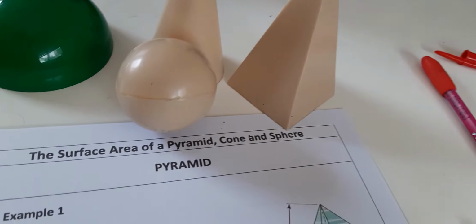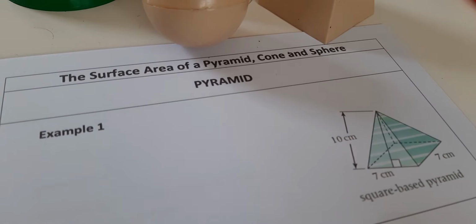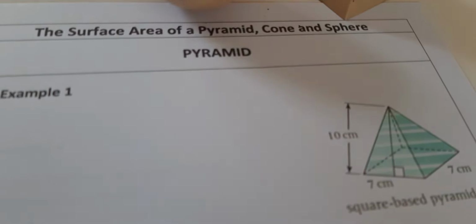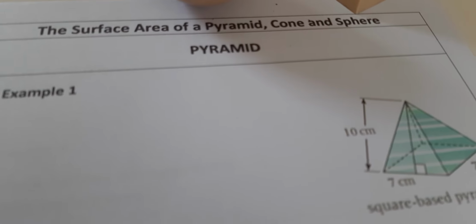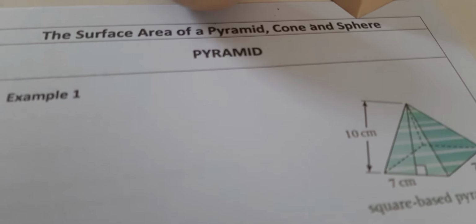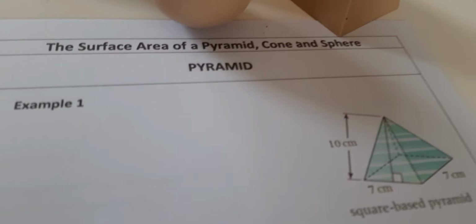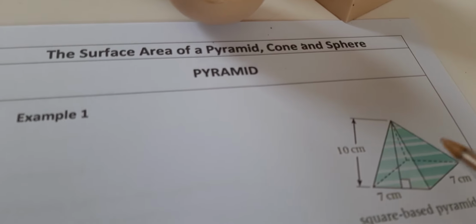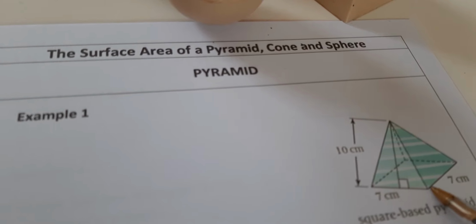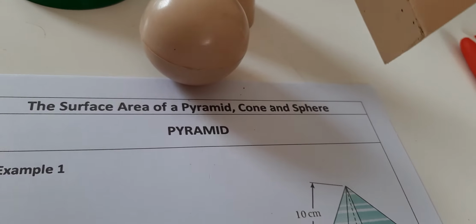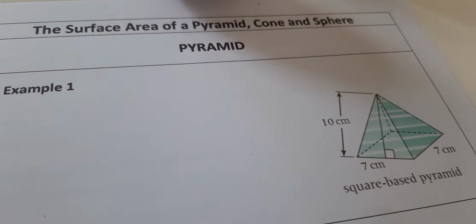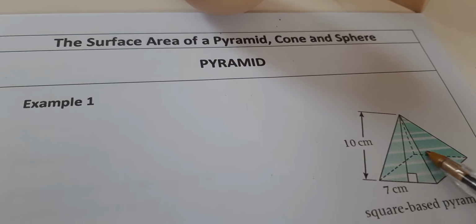Okay, so let's start off with a pyramid. We've already seen three-dimensional shapes when we were looking at trigonometry and Pythagoras in 3 dimensions. So we should be able to think three-dimensionally for this. So we're finding the area of the outside. Here we have a square-based pyramid like the one I have here, basically. Remember, it could be triangular-based, it could be rectangular-based. This one here is a square-based pyramid.